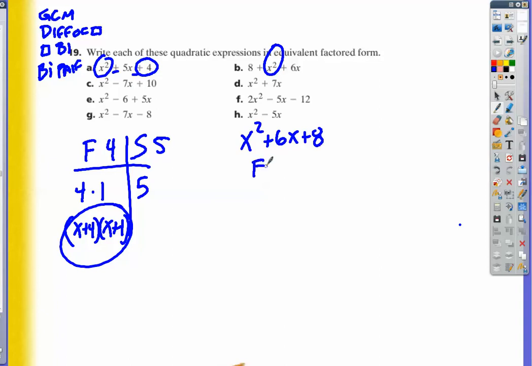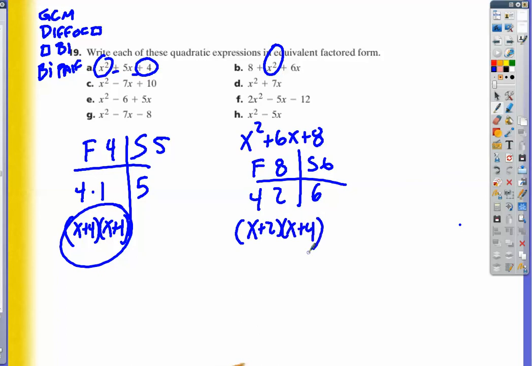So we're looking for factors of 8 with a sum of 6. So I know 4 times 2 is 8. They add together to make 6. So my answer is x plus 2 times x plus 4.